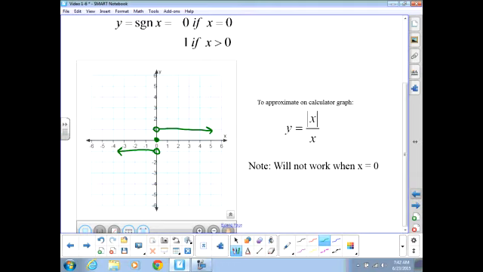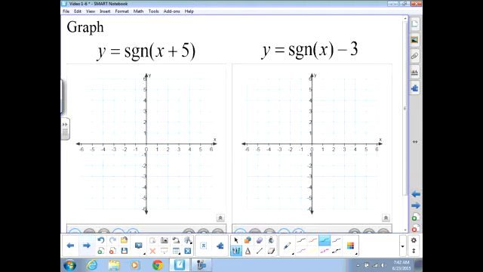And what we're going to do is we're just going to look at a couple shifts of this original function. So the first one here, we have signum and in parentheses x plus 5. Well, if you have a plus 5 inside the parentheses, it actually shifts it opposite of what you would think, and it's going to shift 5 to the left.